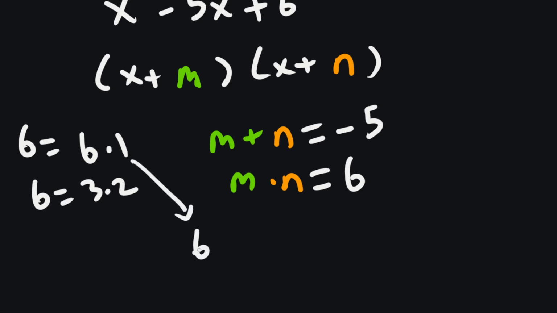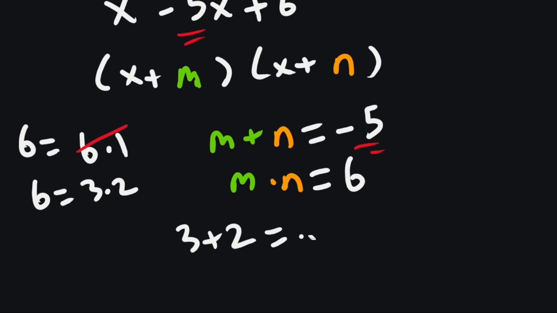So let's try this first one right here. What is 6 plus 1? That's 7. And that's not what we're looking for. Remember, we're looking for the b term, -5. So 6 and 1 don't work. Okay, let's cross that out. Let's try 3 and 2.